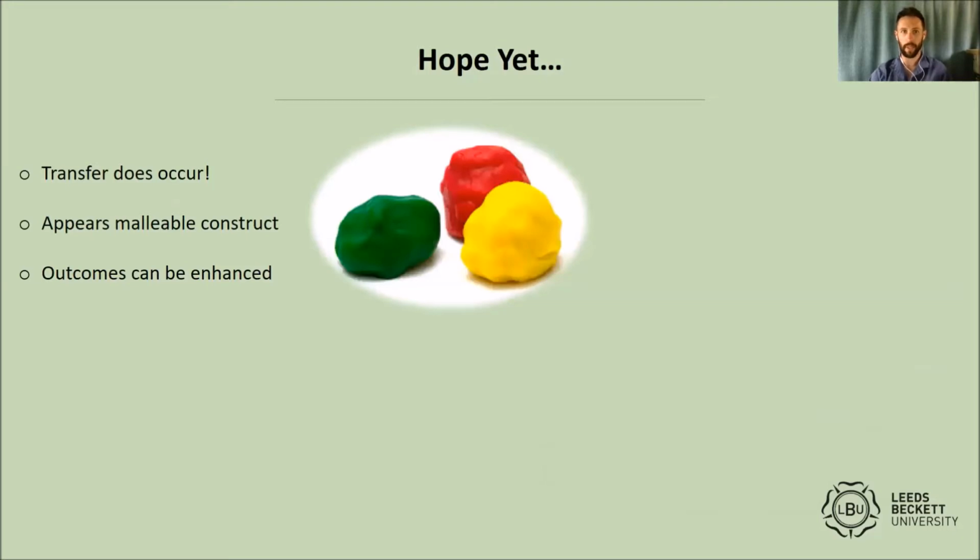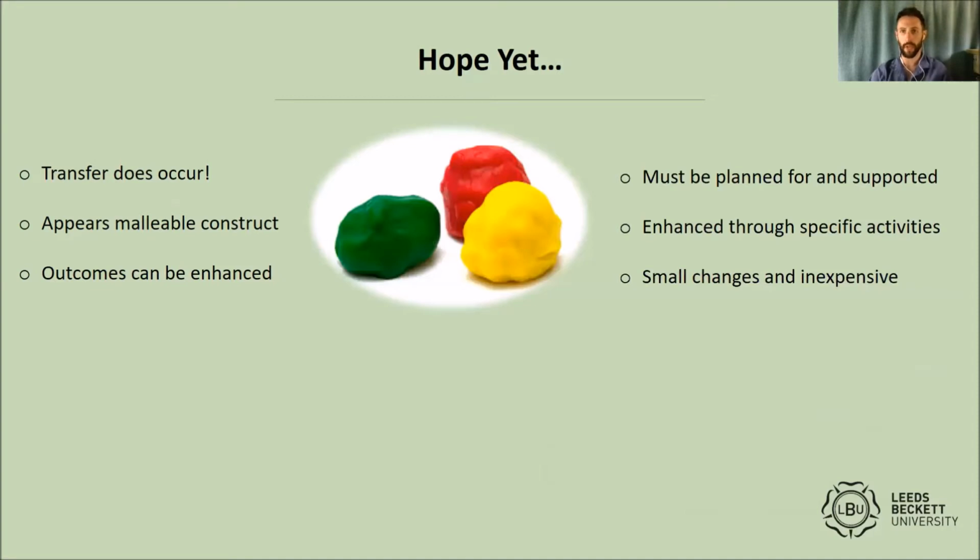Now there is hope yet, because we do know that transfer of learning does occur and it appears to be a malleable construct, and outcomes can be enhanced by certain activities and certain decisions that are made. But we know that transfer must be planned for and supported in order for that to happen. And there are specific activities that can enhance this more than others. They don't need to be grand and lavish and expensive. They can be quite small and quite simple to implement, which is positive news.